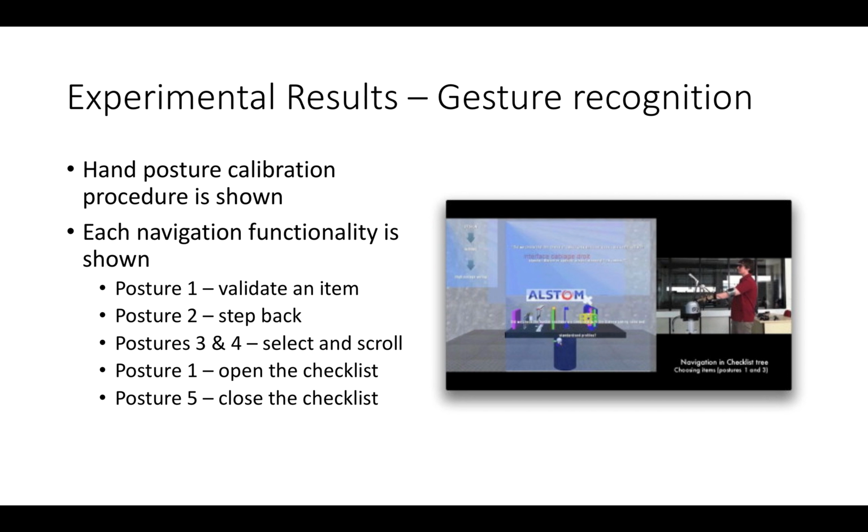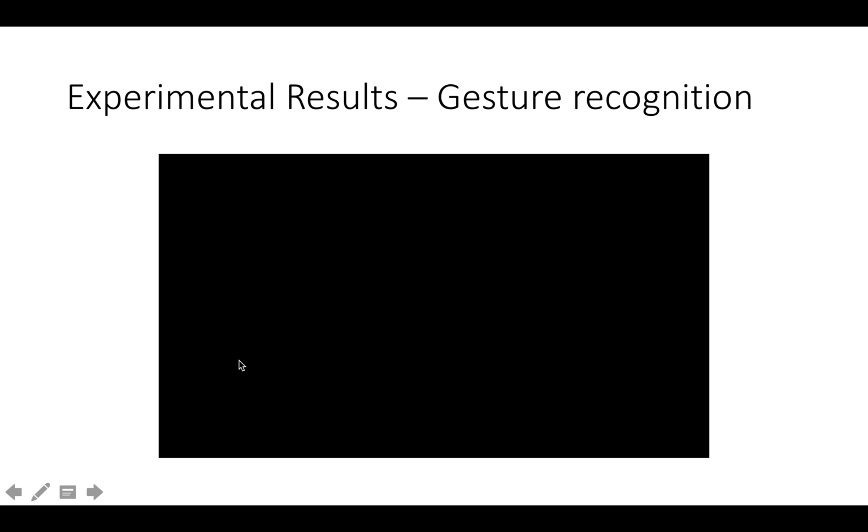Posture 1 is to validate an item or a question. Posture 2 is to step back in the checklist tree. Postures 3 and 4 with motion capture to respectively select and scroll items. And posture 1 is also used to open the checklist, while posture 5 is used to close the checklist. Now let's go ahead and take a look at the video.